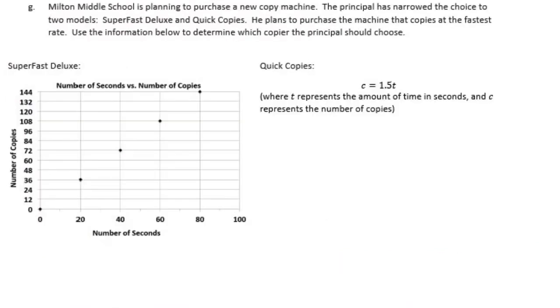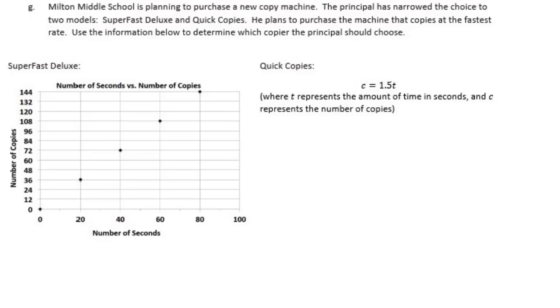G. Milton Middle School is planning to purchase a new copy machine. The principal has narrowed the choice to 2 models, Superfast Deluxe and Quick Copies. He plans to purchase the machine that copies at the fastest rate. Use the information below to determine which copier the principal should choose.